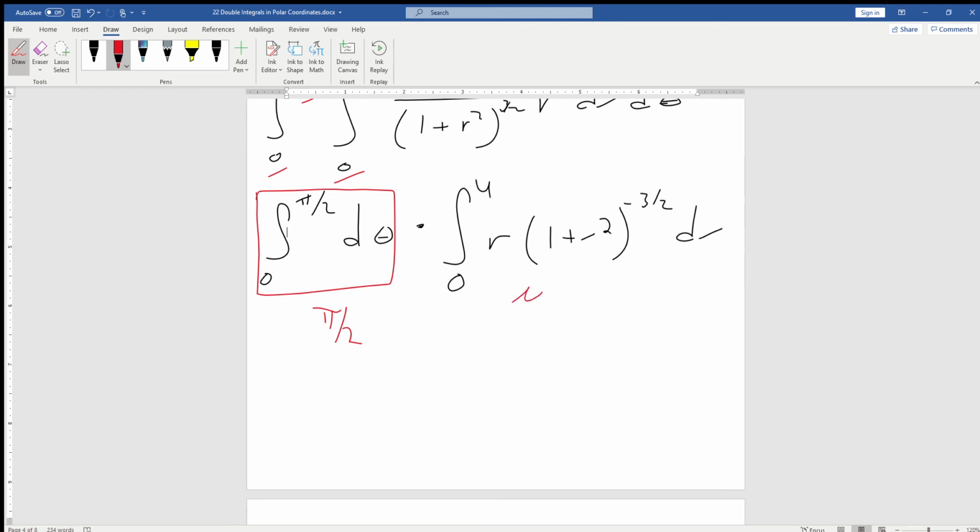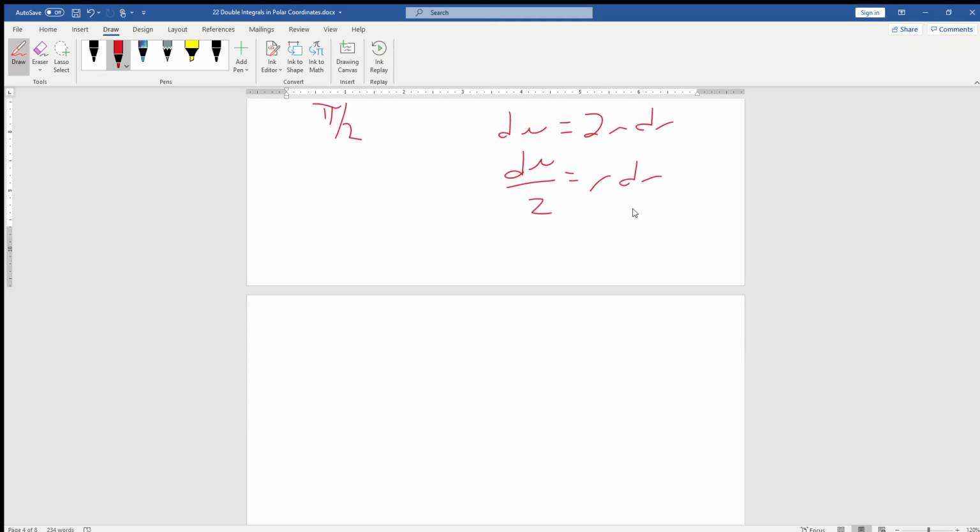This other animal, not too difficult. Again, we're going to utilize a u substitution. You could use a trig substitution if you wanted to, where r is equal to tangent of theta, but let's just use a u substitution. Let's say 1 plus r squared is u. du is going to be 2r dr, and that's very helpful because we need an r dr. However, we don't need the 2, so half of du is going to be r dr. We're in good shape. We're going to do the substitution.